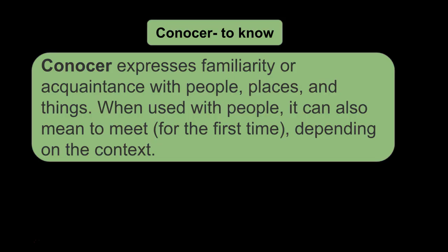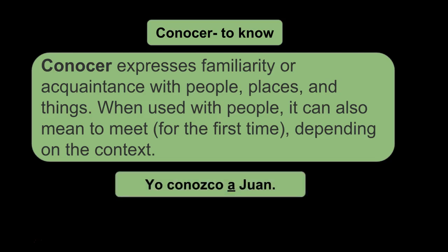Conocer expresses familiarity or acquaintance with people, places, and things. When used with people, it can also mean to meet for the first time, depending on the context. So you can say, Yo conozco a Juan. So I'm familiar with Juan. So it's just the difference between saying I know Juan is what we would probably say in English, or saying I'm familiar with Juan, right?